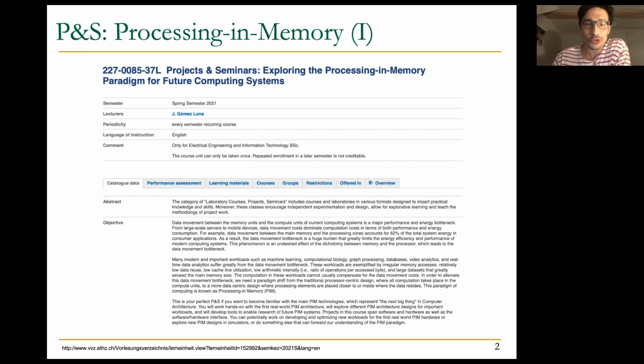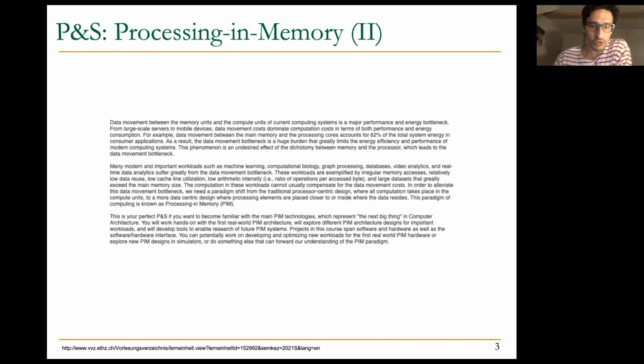So in the course catalog, right? When you decided to join this course, this is a PNS, and here you have the whole description. And in the end, the whole objective that is explained here is already telling you what this is about, right? So if you look at this, there are some important keywords here that we should focus on. So for example, the first thing is data movement between the memory units and the compute units.